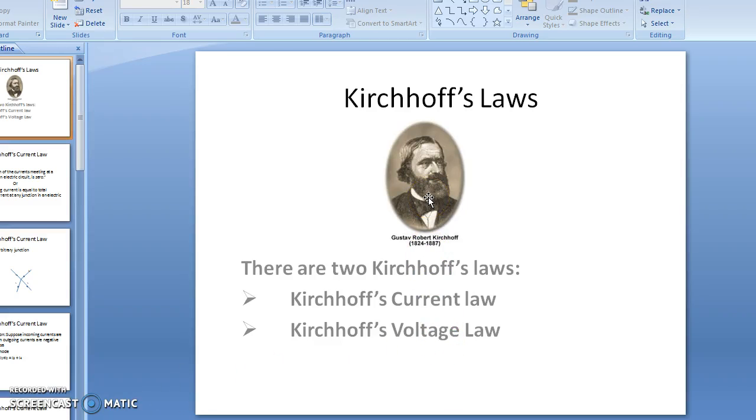Good morning, friends. Today we are going to discuss another important law in electrical engineering, Kirchhoff's laws. Kirchhoff's laws were formulated by Gustav Kirchhoff in 1845. There are two laws, one for current and the other for voltage. They are known as Kirchhoff's current law and Kirchhoff's voltage law.